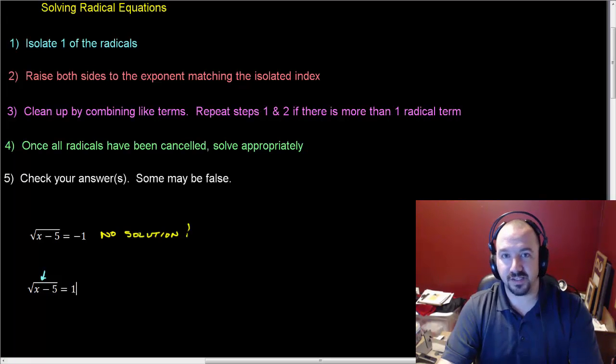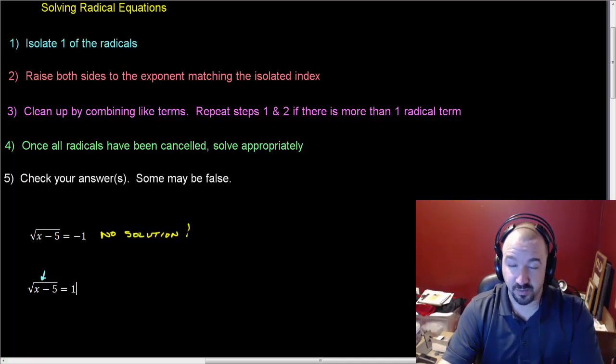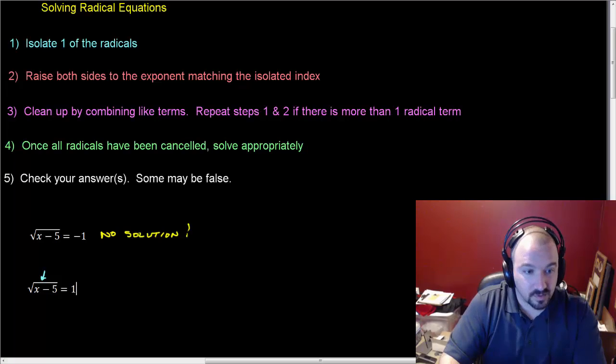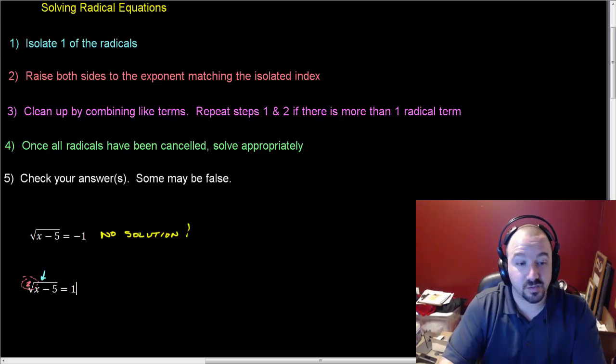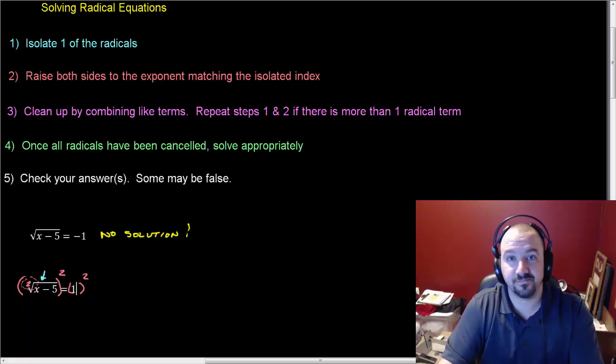Next thing, raise both sides to the exponent matching the index on the isolated radical. This is the important part. Only on the isolated. If there's others, don't worry about them. Leave them till the end. So the index, if you recall, is this number that sits right in there, and if it's not there, it's a 2. So this is the square root of x minus 5. So when we do this, we're going to raise both sides to the square. That's it. That starts the whole mess.